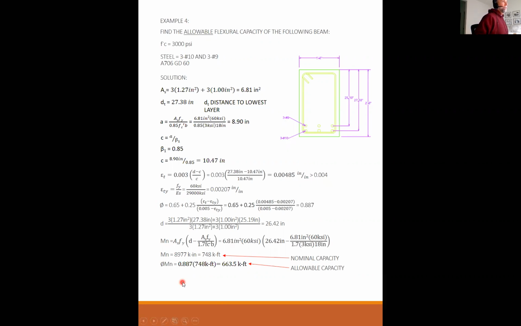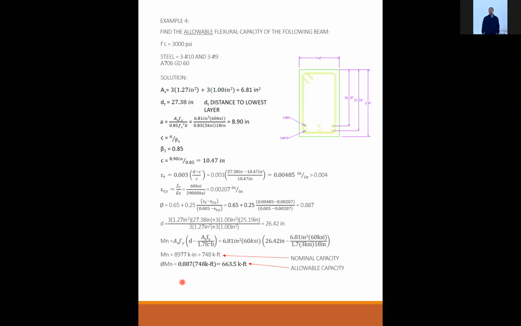Okay, do I have any questions? Professor, so for the Mn, we always use the D average. When we're finding epsilon sub t, we use the lowest one for the D. Exactly right, yes.